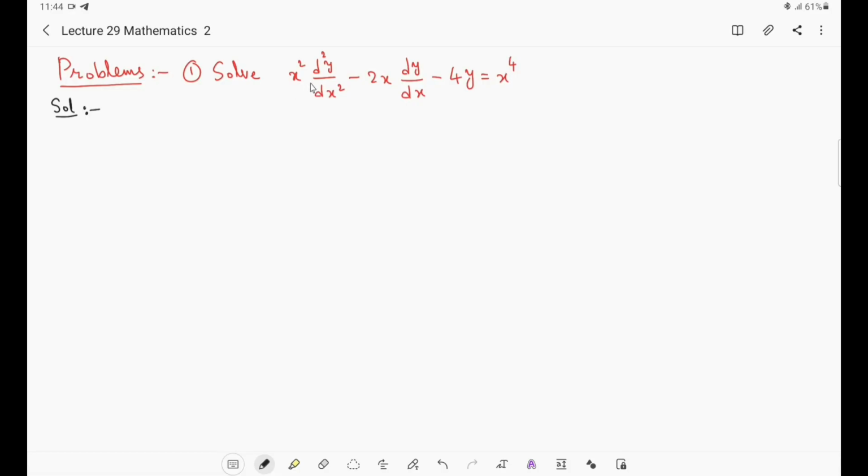Solve x square d square y by dx square minus 2x into dy by dx minus 4y equals x power 4. You can see that this is not a constant coefficient, it's a higher order differential. How to identify that, I am telling you. It's a second order equation, right? It's a linear equation only, right?